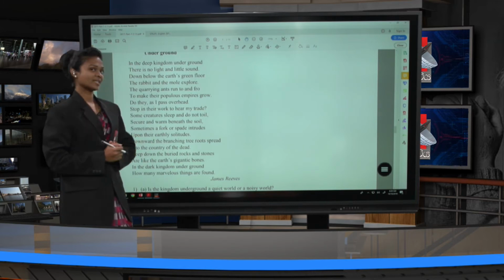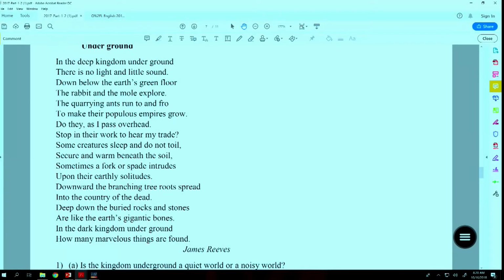In the deep hidden underground, there is no light and little sound. Down below the earth's green floor, the rabbit and the mole explore. Quarrying ants run to and fro to make their populous empires grow. Do they, as I passed overhead, stop in their work to hear my tread?